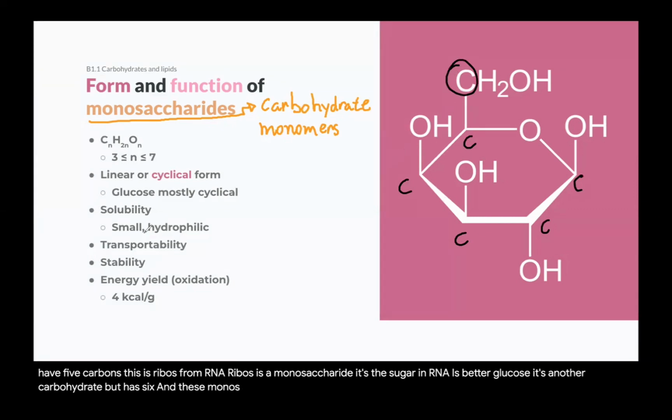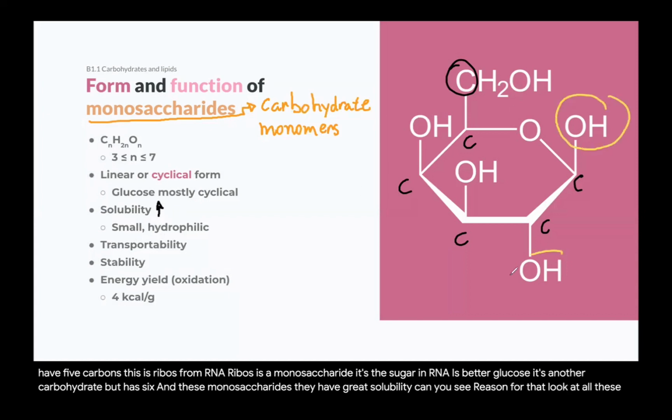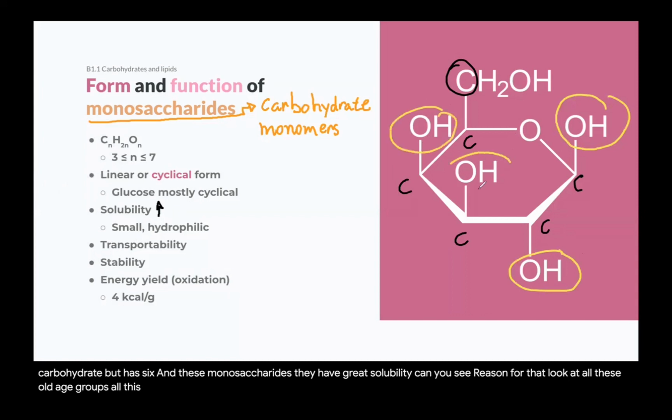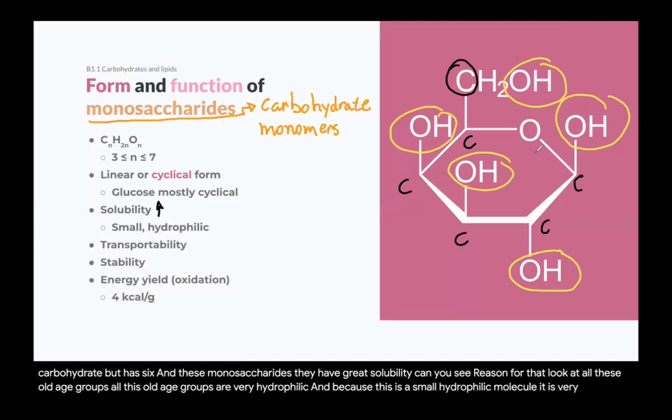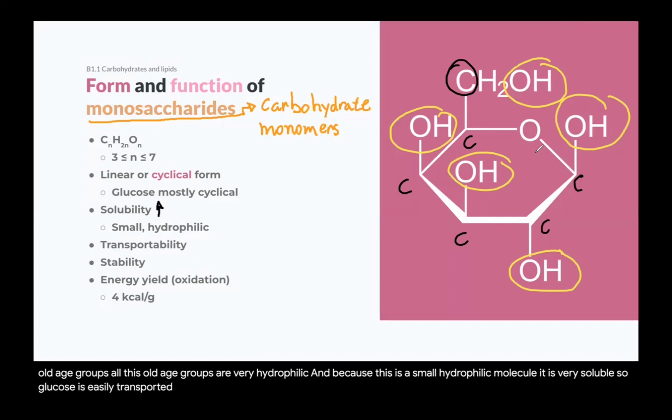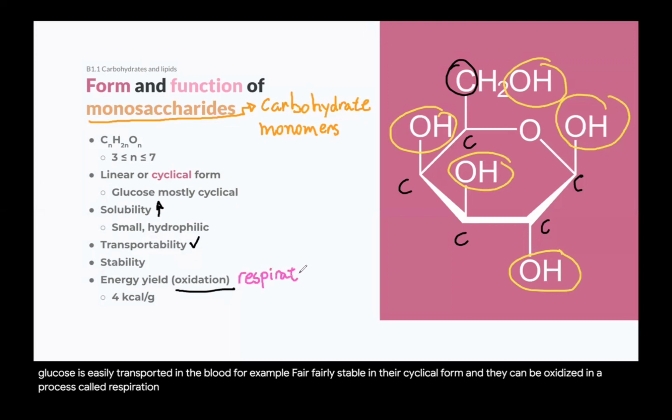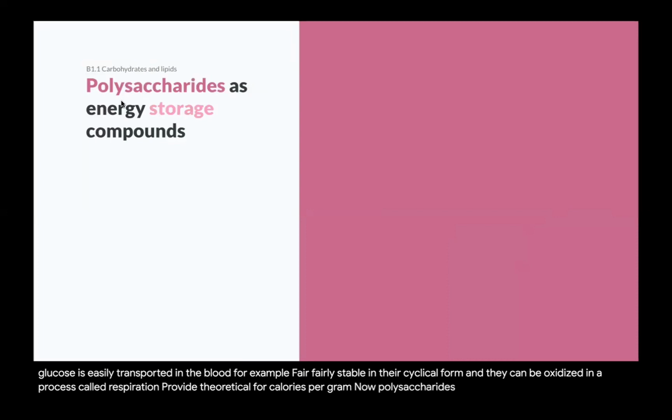And these monosaccharides, they have great solubility. Can you see the reason for that? Look at all these OH groups. All these OH groups are very hydrophilic. And because this is a small hydrophilic molecule, it is very soluble. So glucose is easily transported in the blood, for example. They're fairly stable in their cyclical form, and they can be oxidized in a process called respiration to provide theoretical 4 calories per gram.